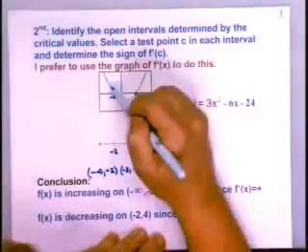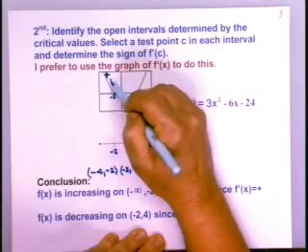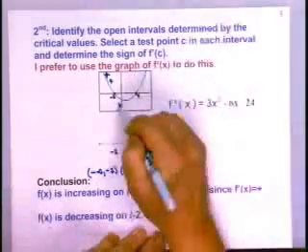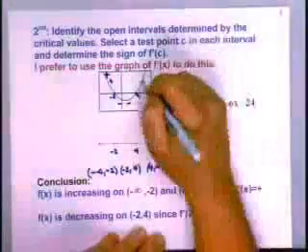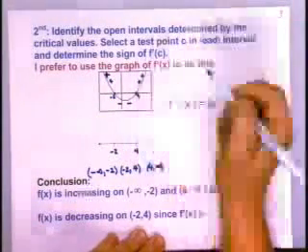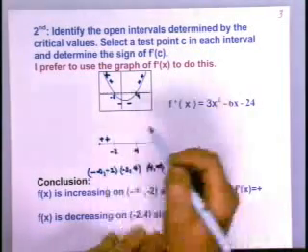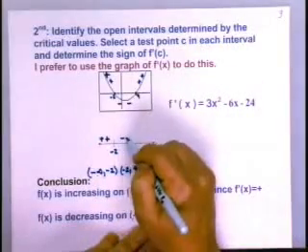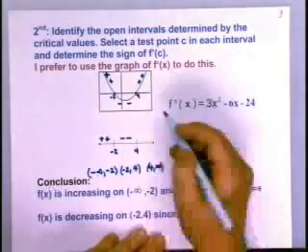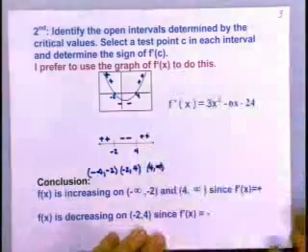Notice that to the left of negative 2, the derivative is positive because it's above the x-axis. And in between negative 2 and 4, the derivative is negative, and then it goes back to positive. So I'm going to identify this on my sign chart. The derivative is positive from negative infinity to negative 2. It's negative from negative 2 to 4. And then it's positive from 4 to infinity.